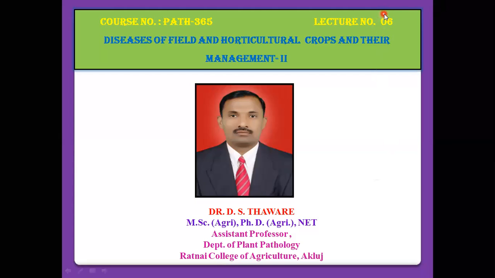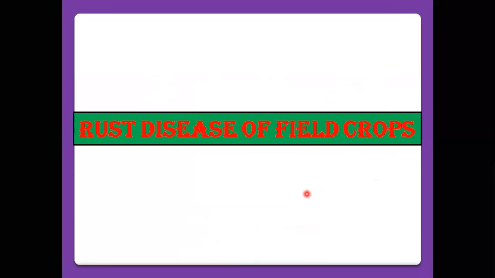Welcome to the sixth lecture of course number Path 365. The title of this course is Diseases of Field and Horticultural Crops and Their Management Second. Before the midterm exams, we discussed and covered the first five lectures. Keep that in mind. Today we discuss lecture number 6, the rust diseases of field crops.